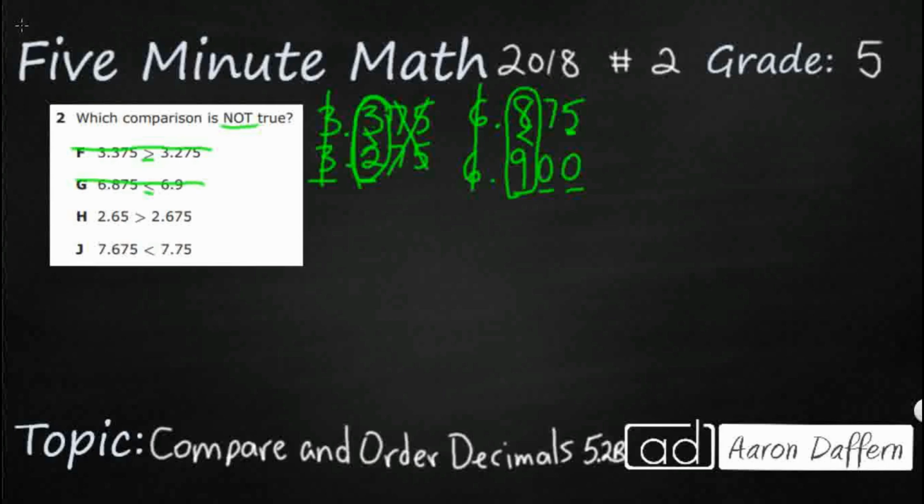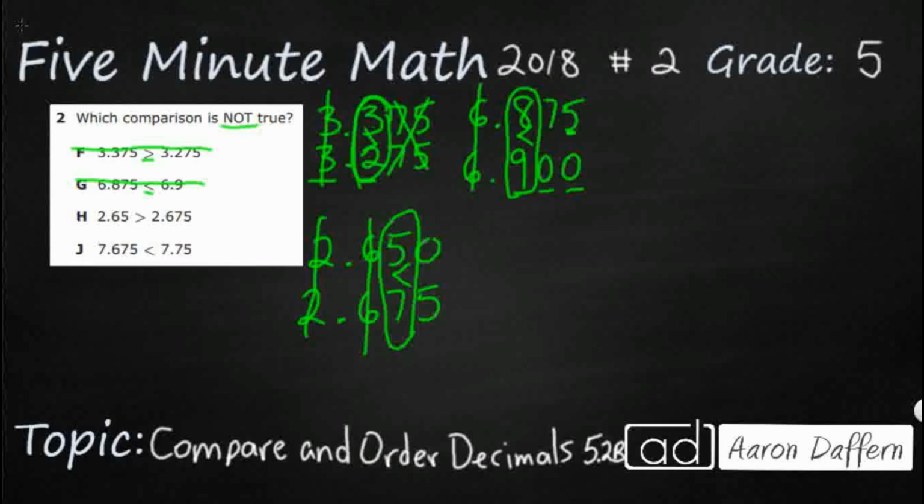Let's check H. 2.65, 2 and 65 hundredths, 2.675, 2 and 675 thousandths. Once again, we're going to start at the largest place value. Those are exactly the same. Go to the tenths place. Those are exactly the same. Here's our difference right here. And 5 is less than 7, so we're going to put 5 is less than 7. But if we wanted to, we could put a 0 there to help us out, right? 50 is less than 75.